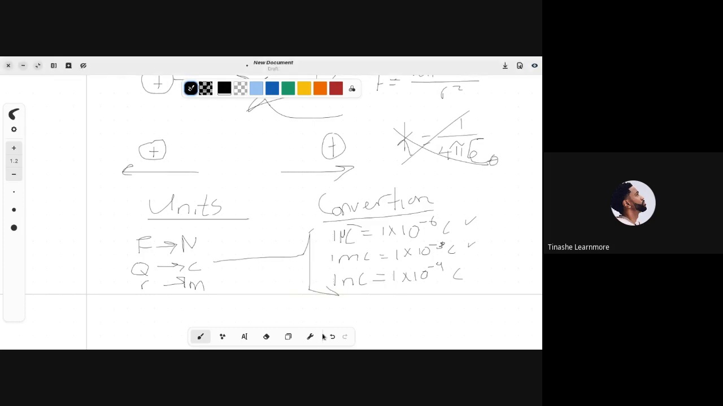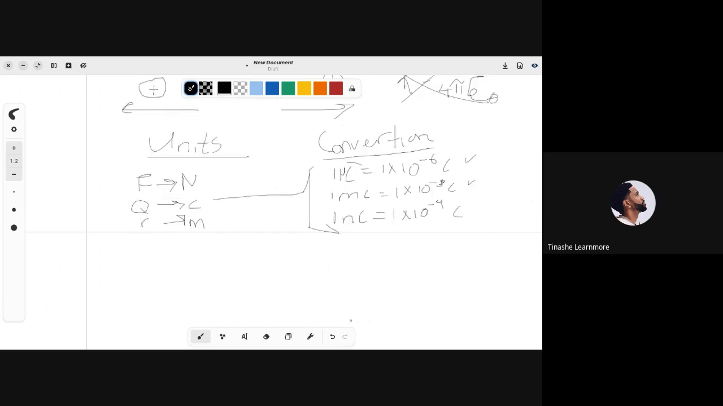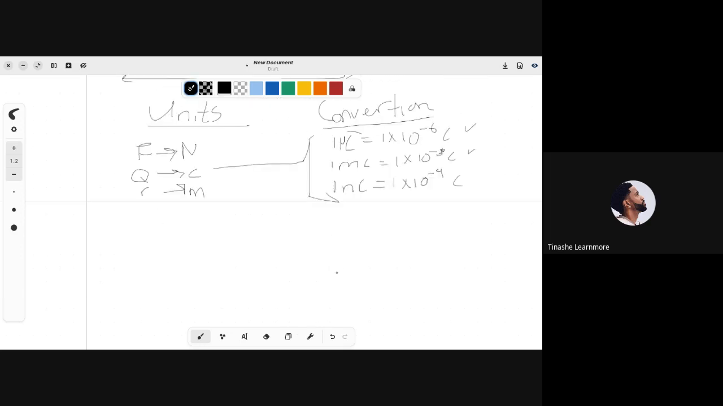Then for the distance, I shouldn't preach this one because you guys should know this from like grade 7. 1 centimeter is going to be 1 by 10 to the negative 2 meters, because remember this has to be in meters. And then 1 millimeter, these are the ones you would commonly use, is going to be 1 by 10 to the negative 3 meters. Okay.